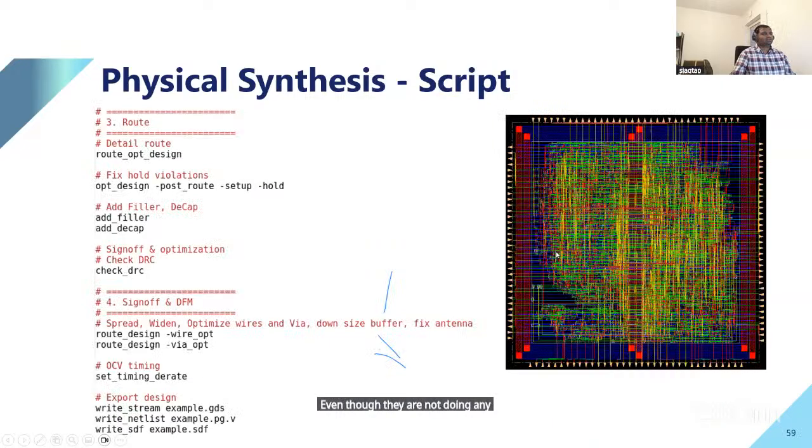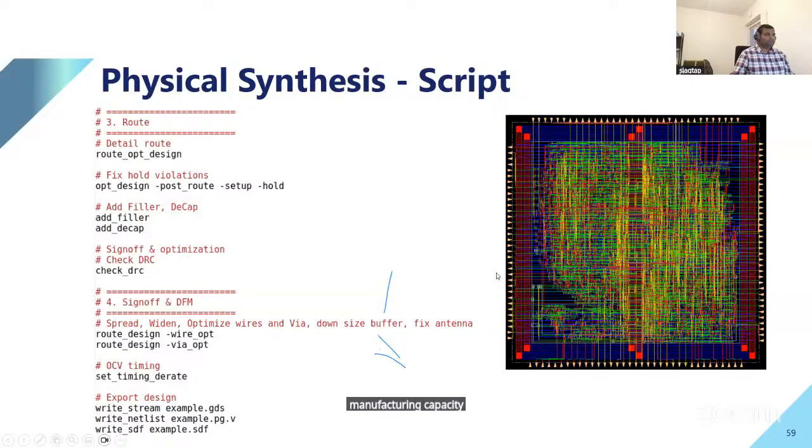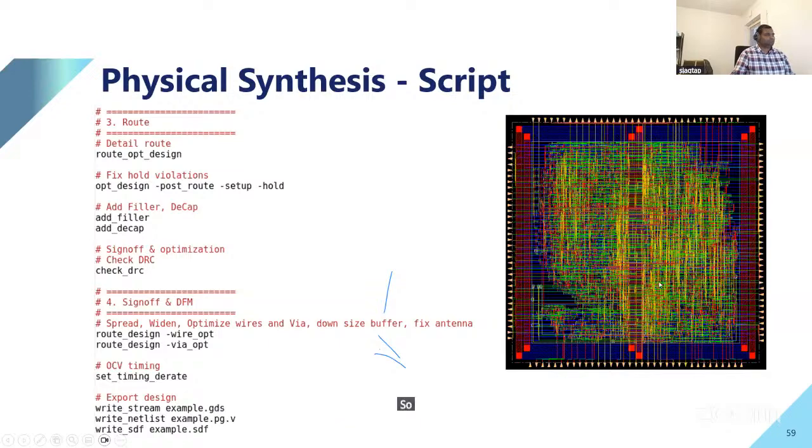So they are just sitting there so that they help manufacturing capacity, manufacturing process. So here you see it's a detailed routing. So all routing is done. So this is how the chip will look like. And then here you will perform GDS.